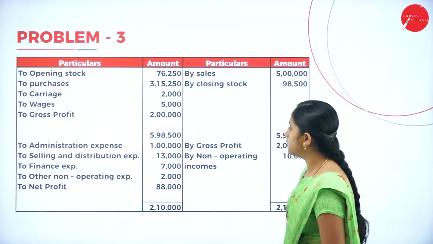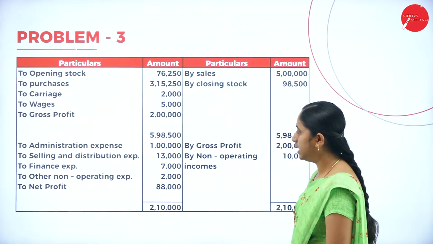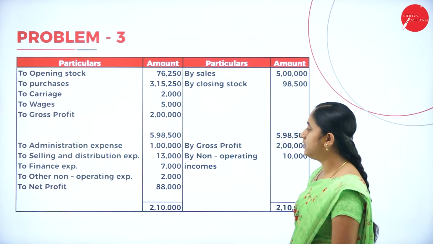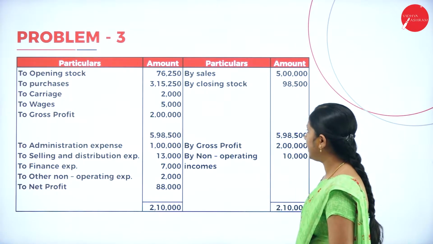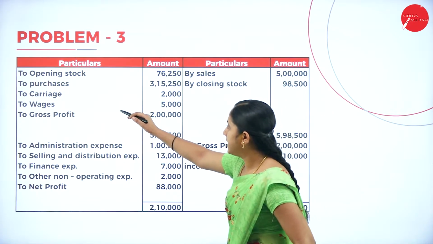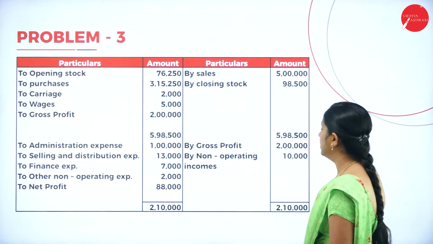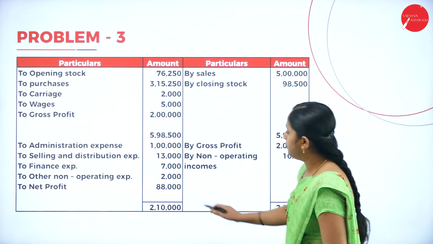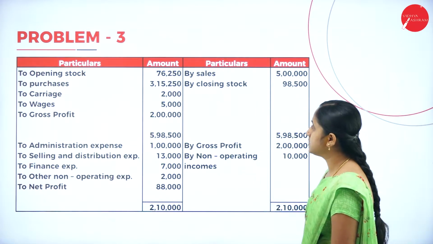To administrative expenses 1 lakh, to selling and distribution expense 13,000, to finance expense 7,000, to other non-operating expenses 2,000. Next, credit side, by gross profit. By gross profit carried down, it should be brought down to the profit and loss account. By gross profit 2 lakh, by non-operating income 10,000. Net profit 88,000. So we have the trading and profit and loss account.